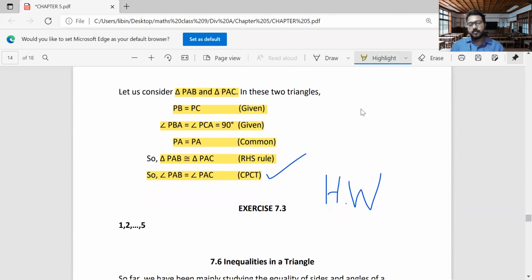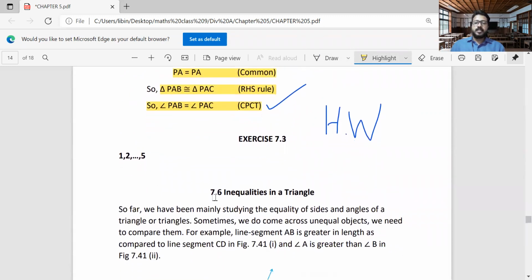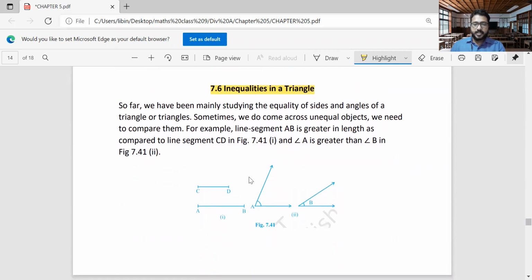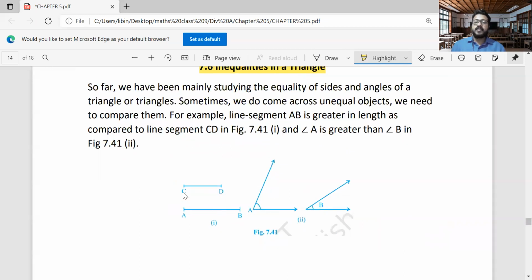Fine. Now we are going to the last section of this chapter, section 7.6, inequalities in a triangle. So now we have seen the equality of triangles. But sometimes, as you can see in figure 7.1, we should say AB is greater than CD. Or in other words, sometimes we should say angle A is greater than angle B. Sometimes we have to mention the sides or angles like this.